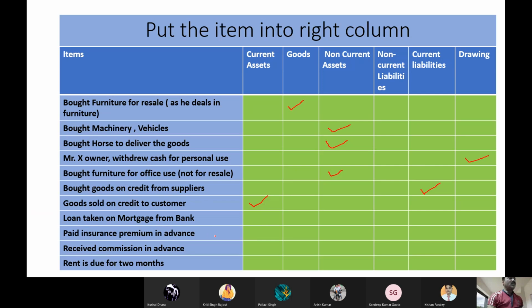लोन टेकन ऑन मॉर्गेज फ्रॉम बैंक. सो जब भी कभी हम लोन लेते हैं बैंक से मॉर्गेज पे, तो वो एक साल से ज़्यादा टाइम के लिए होता है. सो लोन टेकन फॉर मोर देन 1 year इज द लायबिलिटी. एंड व्हाट काइंड ऑफ लायबिलिटी? नॉन करेंट लायबिलिटी. पेड इंश्योरेंस प्रीमियम इन एडवांस. सो दिस इज कॉल्ड प्रीपेड एक्सपेंसेज. ओके, सो प्रीपेड एक्सपेंसेज का मतलब क्या हुआ? एसेट्स है, बट व्हाट काइंड ऑफ एसेट्स? Current assets, because these prepaid expenses can be realized within a year's time.